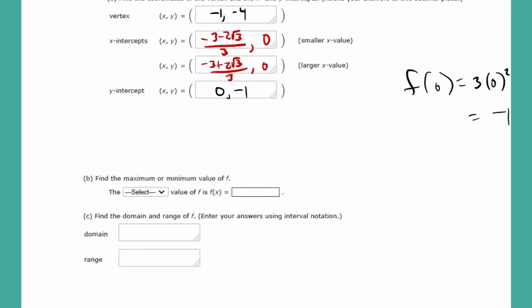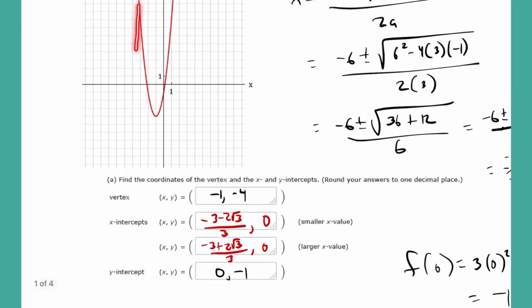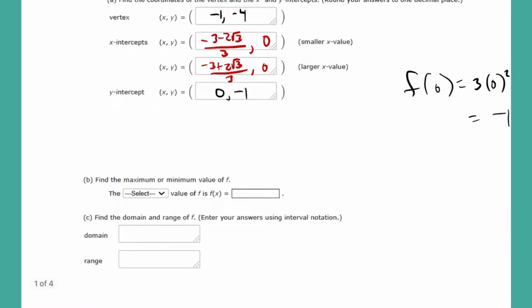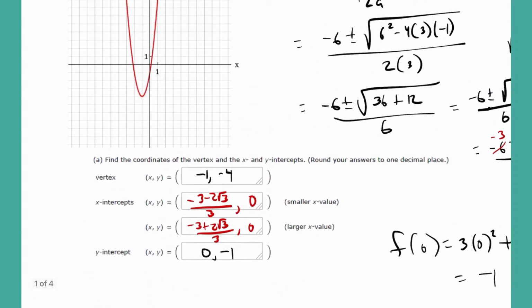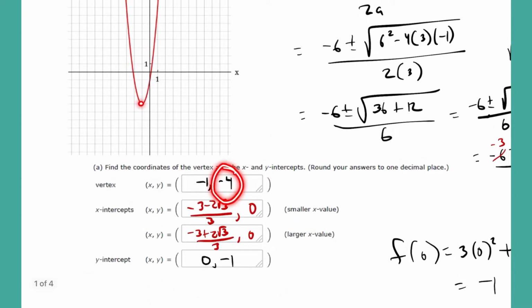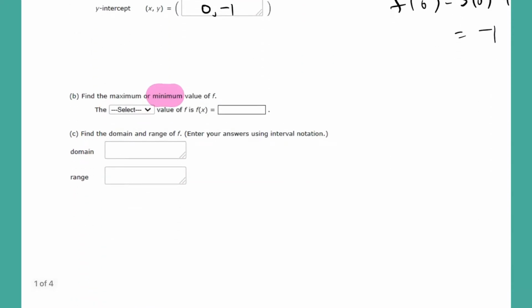All right, select maximum or minimum value. Because this parabola is opening upward, it has a lowest point, which would be a minimum value. So you would select minimum. The minimum value of f is the y-coordinate of the vertex, which is negative 4.